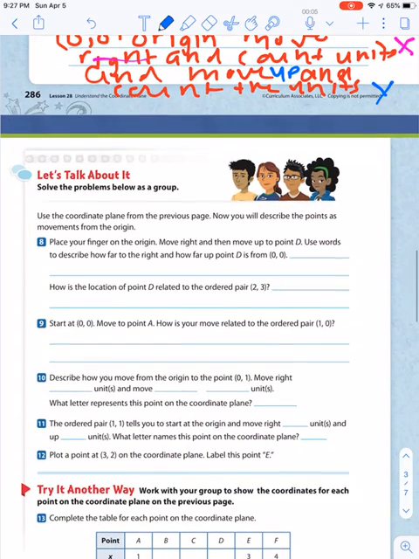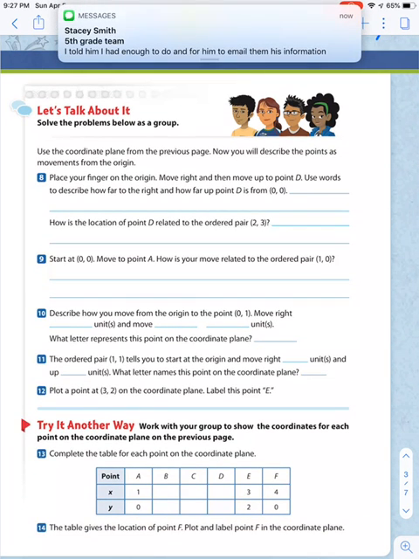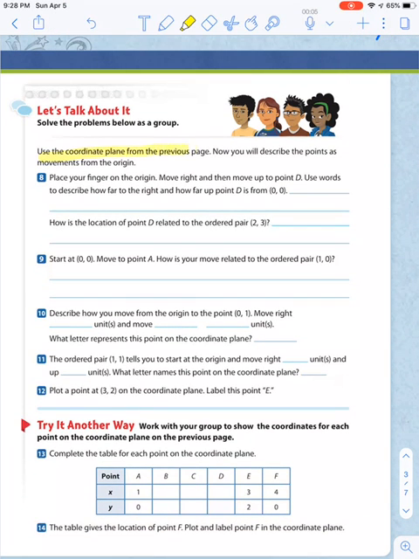Alrighty guys, last page with me, and you guys are going to be masters and feeling super good and confident. Let's change this back to red. It says use the coordinate plane from the previous page. Now you will describe the points as movements from the origin. So we really need to focus on the movement. It says place your finger on the origin. Move right and then move up to point D. Use words to describe how far to the right and how far up point D is from 0, 0.